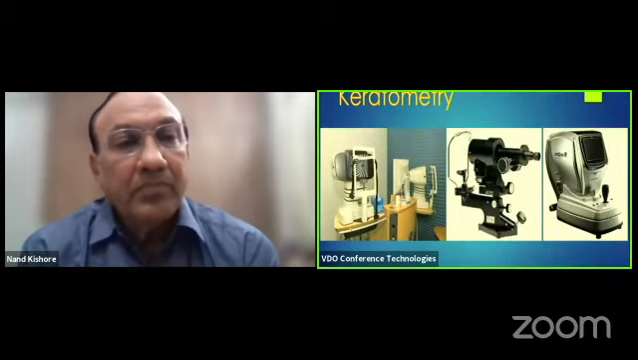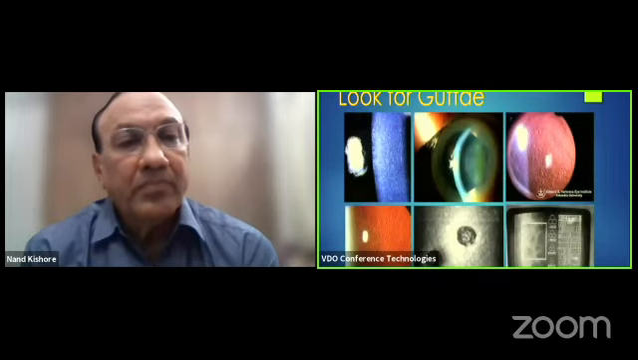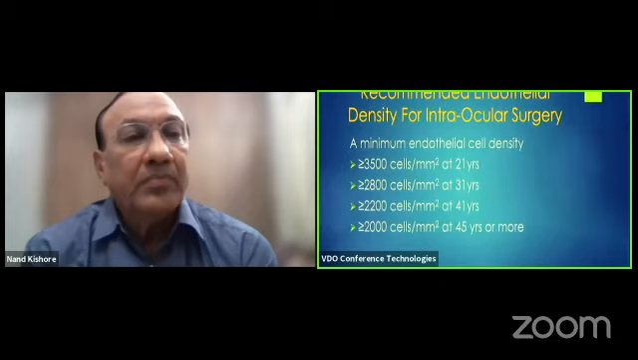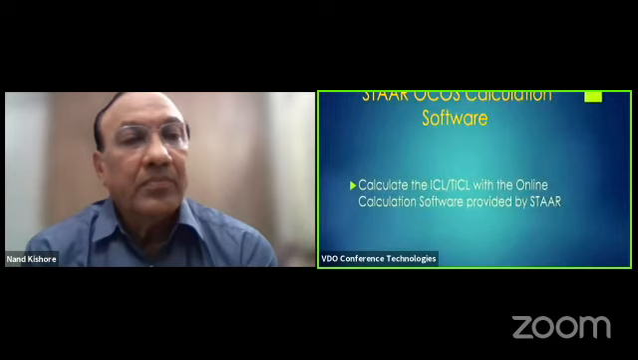So all the machines are dependable for keratometry, and we need to have a habit of seeing the specular reflection. In any doubt, we need to do the specular count. These are the minimum endothelial densities required for implantation of any intraocular procedure.